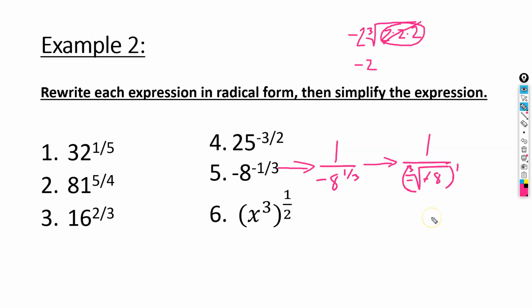So that's step 3. After you rewrite it, you're going to take the root, which I just did, and you end up with -2. And then the fourth step is to apply the power. -2 to the first power is just -2. And so we end up with -1/2. Okay? So reciprocal, rewrite, do the root, apply the power.